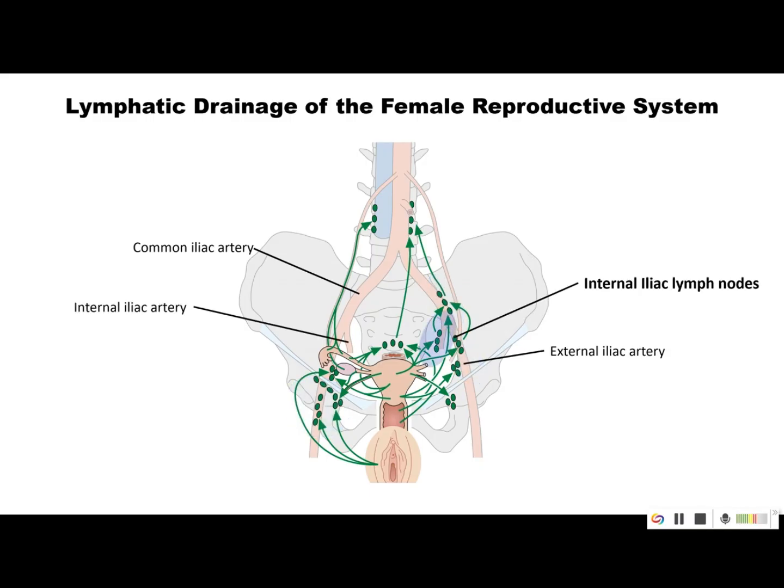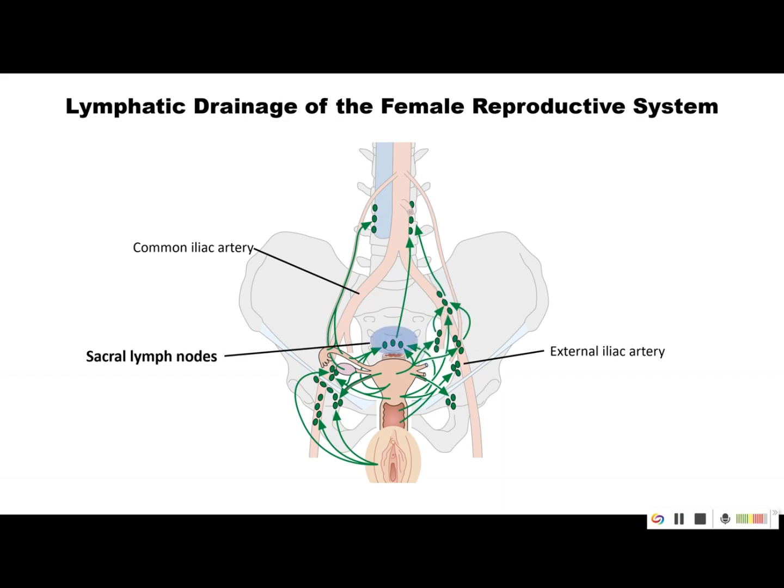Internal iliac lymph nodes cluster around the anterior and posterior divisions of the internal iliac artery and the origins of the gluteal arteries. They receive drainage from the inferior pelvic viscera, deep perineum, and the gluteal region. The internal iliac nodes drain into the common iliac nodes.